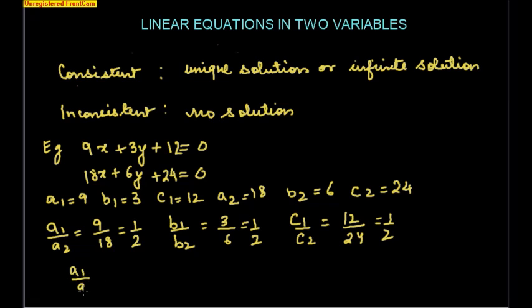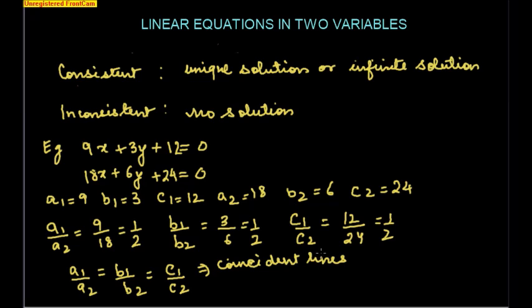If you see, A1 upon A2 is equal to B1 upon B2 and C1 upon C2. Because all are equal, we say that we have coincident lines, that is, overlapping, or we say that the equations have infinite solutions.